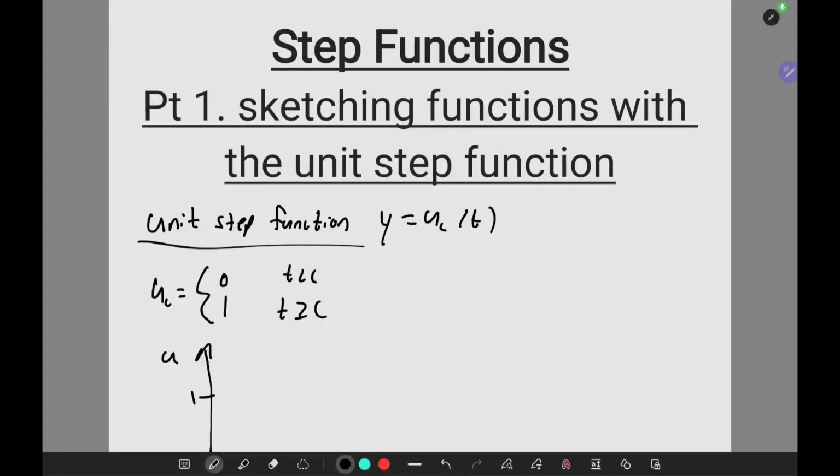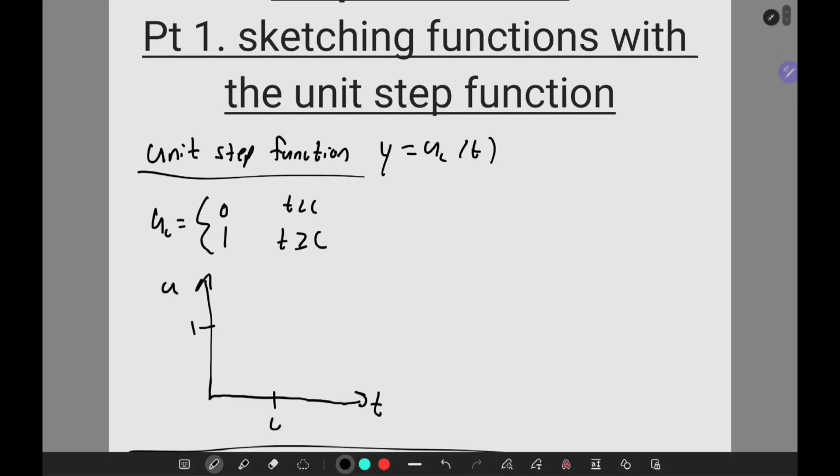In this video, we're going to look at step functions. Step functions is the next section of Laplace transformations. In this video, we're not going to look at Laplace transformations. We're just going to look at sketching these functions and the unit step and writing in terms of the unit step function.